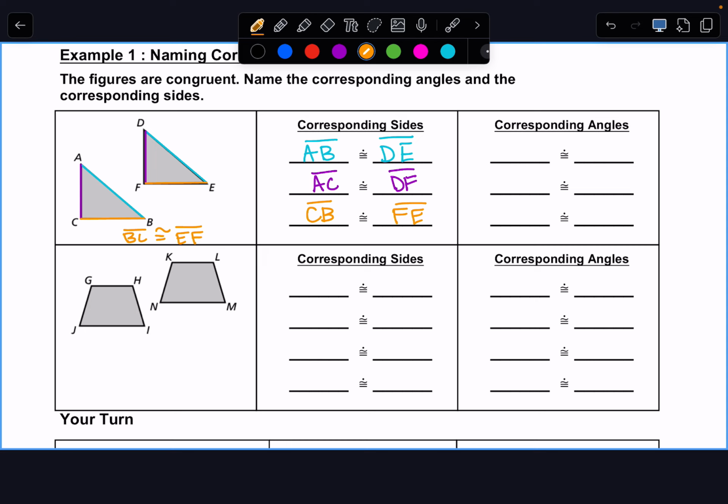Okay. Now let's talk about our angles. Which angle does A correspond with? D? A corresponds with D. What about angle B? Angle B corresponds with angle E. And then angle C corresponds.